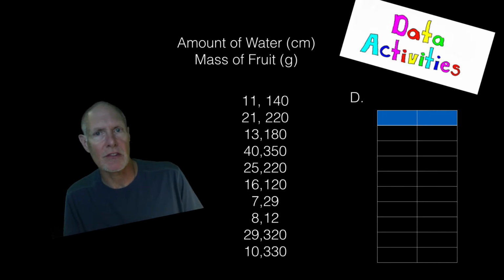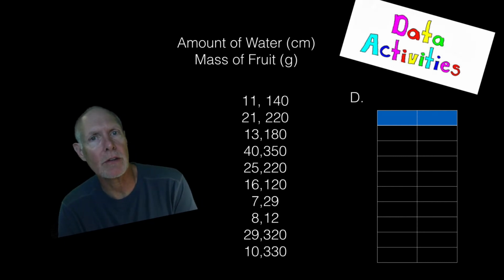I just made this up. It's not a real experiment, so if the numbers don't totally make sense, it's not a big deal. But your job with letter D for the assignment is to make a table. So again, if you need to pause the recording and do that, that's what you should do.